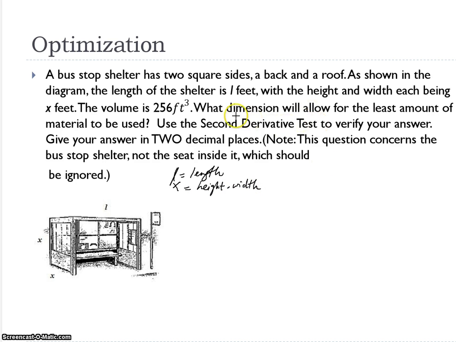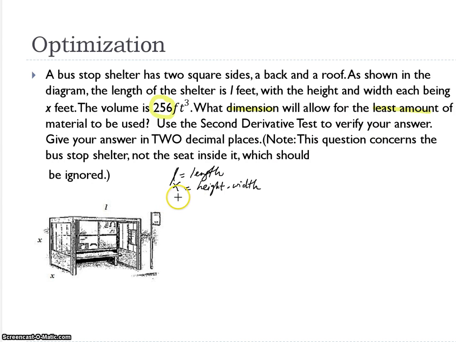So let's look at the question. What dimensions will allow for the least amount? It means that we are actually looking for the least surface area. So what is given? The volume is 256 feet cubed. Volume is given, but we need to find the least amount of material, or least surface area. In other words, the constraint is given. The constraint is volume, and then the objective function will be the surface area.